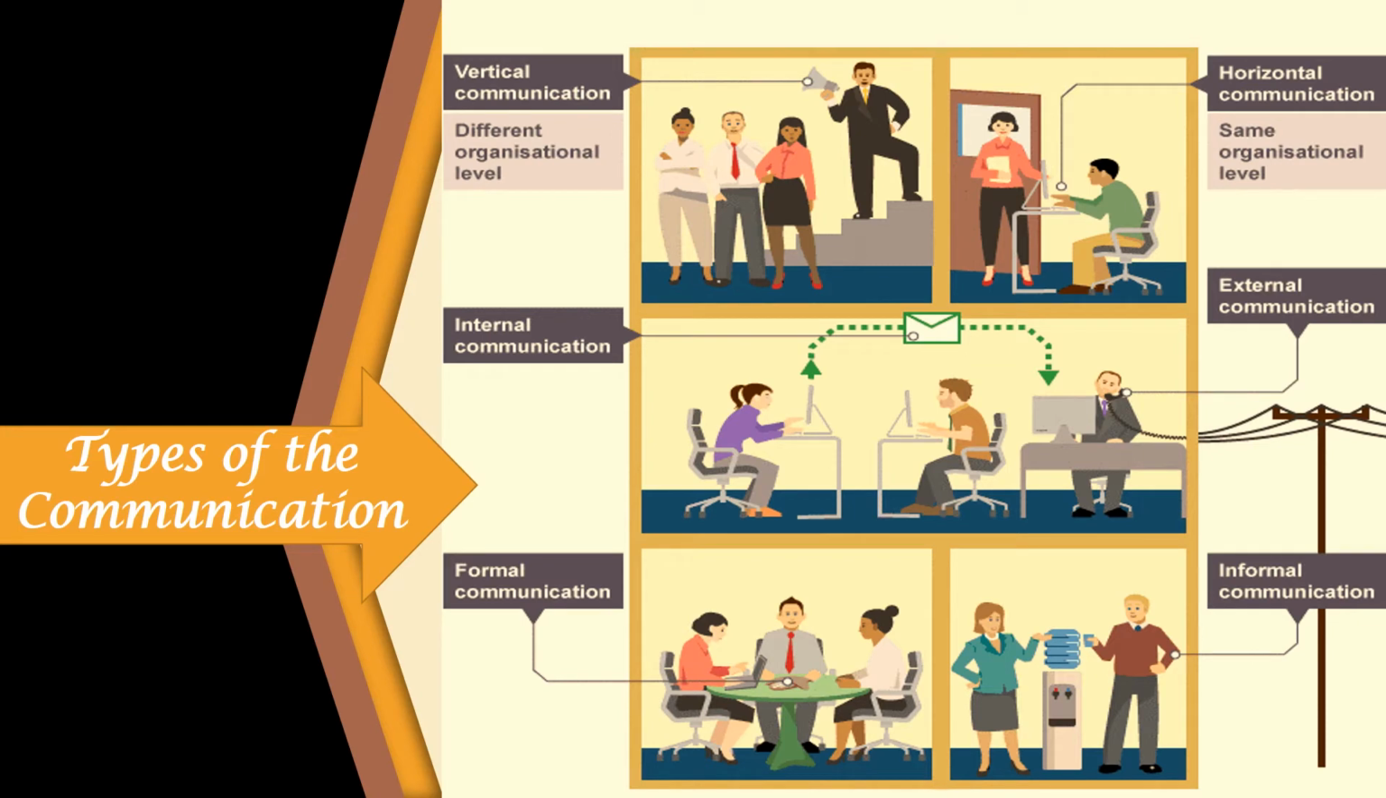This figure summarizes the main types of communication in any organization. As you see, the first one is vertical communication, which is arranged across the different organization levels. And horizontal communication is communication at the same level of the organization.